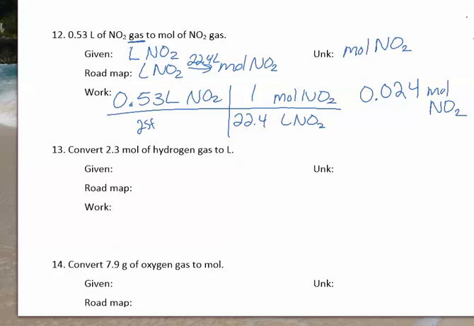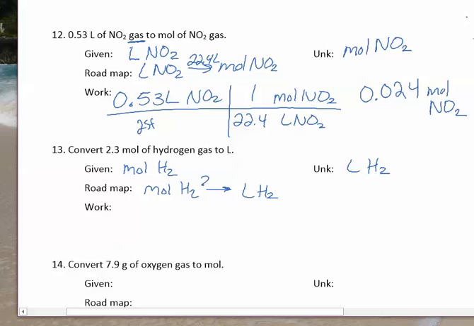In the next one, we're doing the opposite. We're going from moles of hydrogen gas to liters of hydrogen gas. So our roadmap looks almost identical. So again, we're using that 22.4 liters from our mole map. So we're taking 2.3 moles of hydrogen gas. Remember, hydrogen is in Brinkelhoff. So hydrogen gas would be H2.